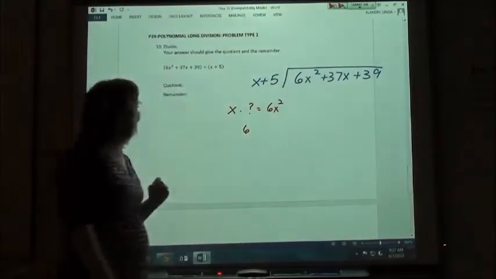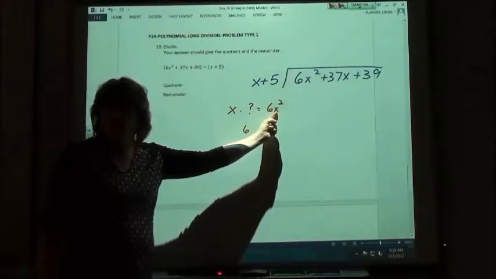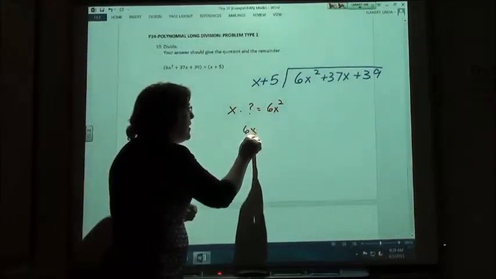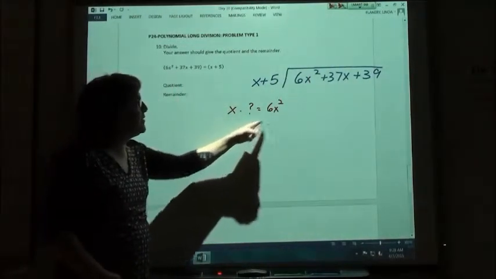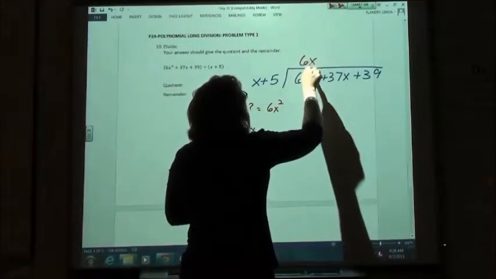I also need, because this has an x and I need an x squared, x. I need another x, right? If you take x times 6x, you get 6x squared. So what I'm going to do is put that 6x up on the top.